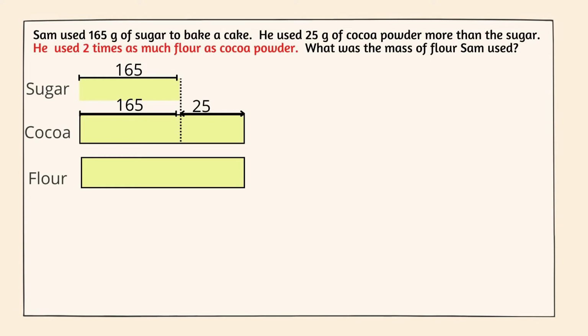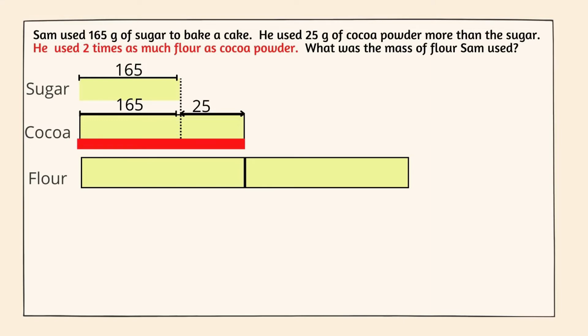According to the question, Sam used 2 times as much flour as cocoa powder. So I need to draw one more bar for flour to show the correct relationship. Now, you see cocoa powder has 1 unit and flour has 2 units.